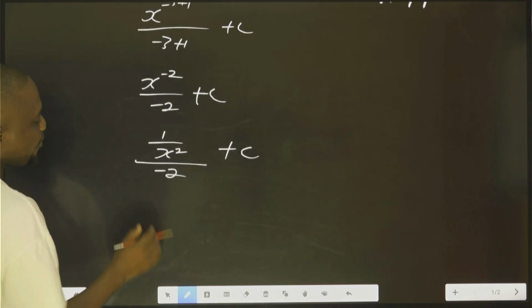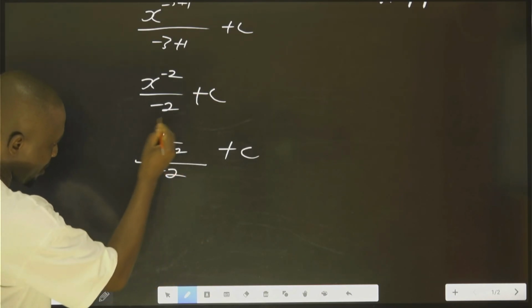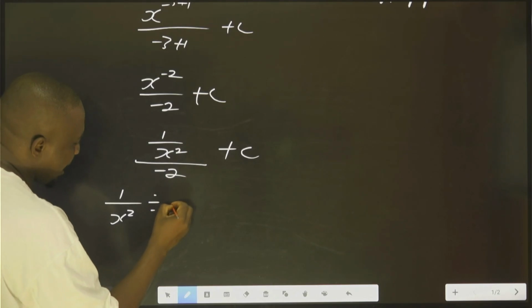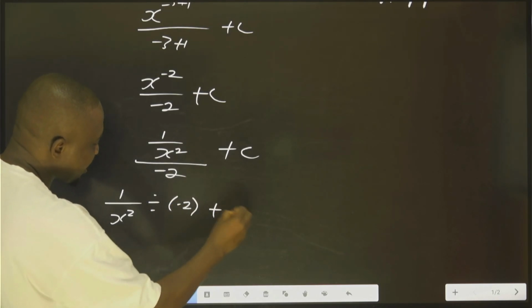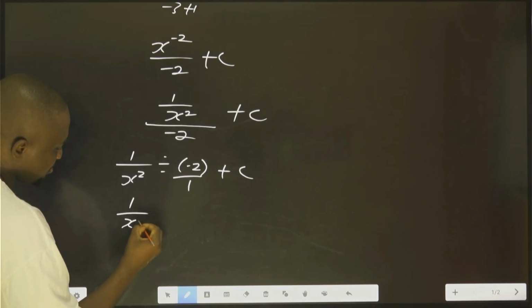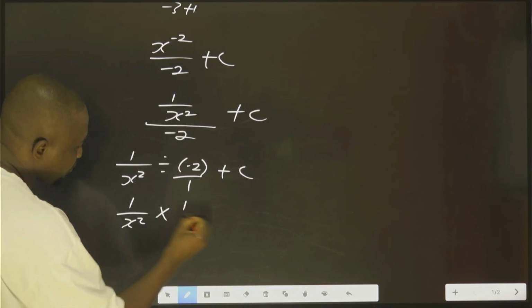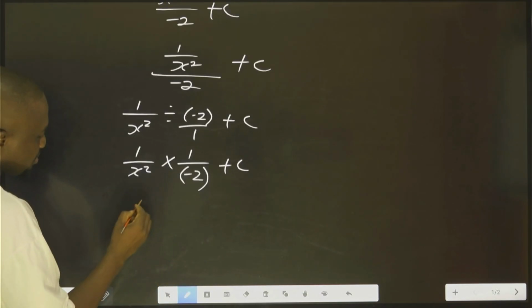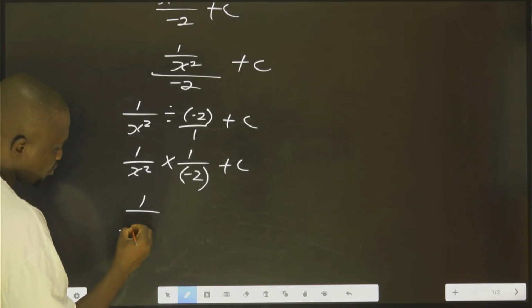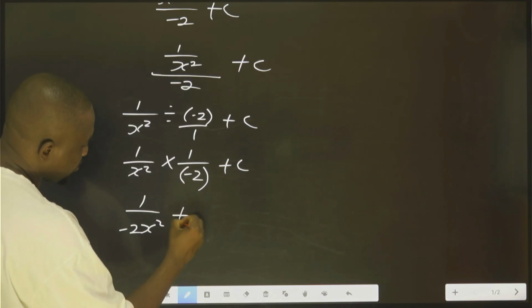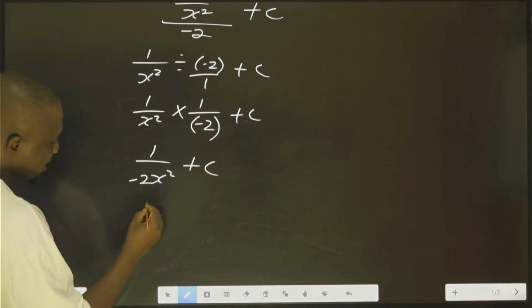For some people that have forgotten basic mathematics, remember this is the numerator, divided by minus 2 plus c. What is the meaning of divide? Divide means this over 1 now. I shouldn't do this, but just for people that will say, how did you get that? You can write it as minus 1 over 2x² plus c.